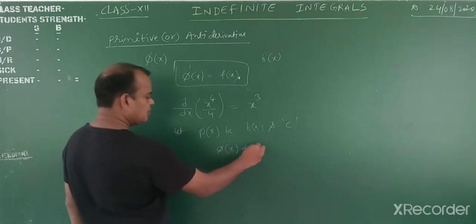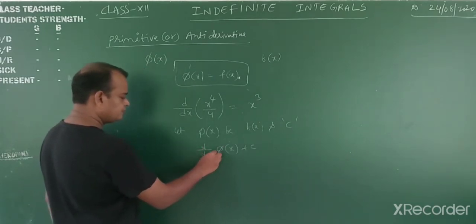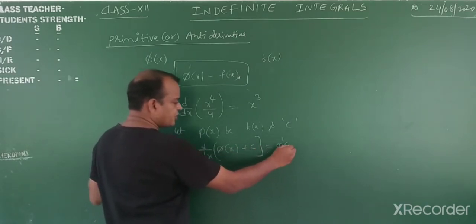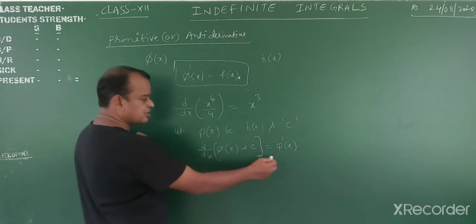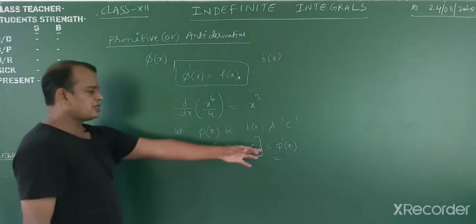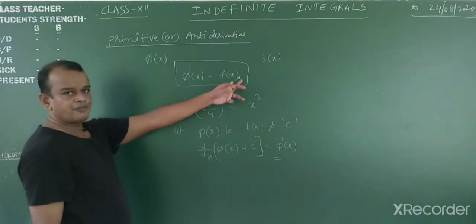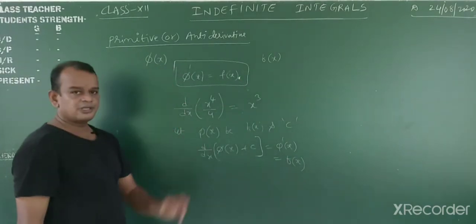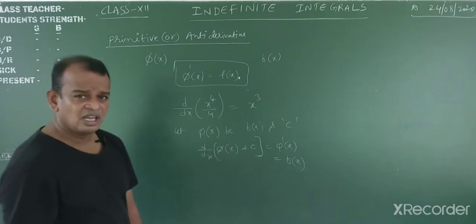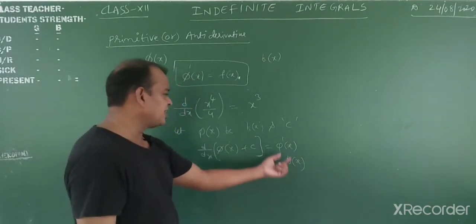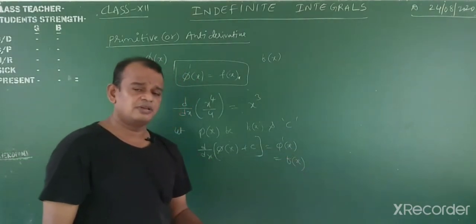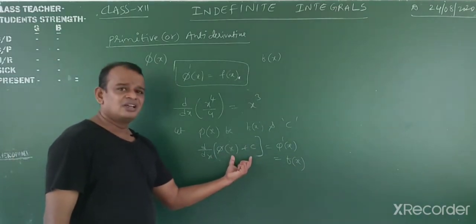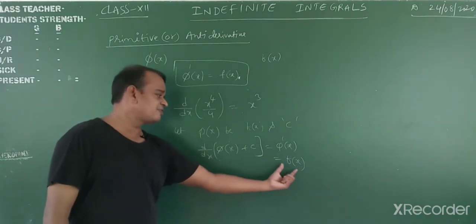Now take the derivative. The derivative of phi of x is phi dash of x, and the derivative of a constant is 0. Phi dash of x is nothing but f of x. Observe that with phi of x plus c, we get a primitive of the function 100%. But how many primitives are possible? Infinitely many primitives exist for one function.